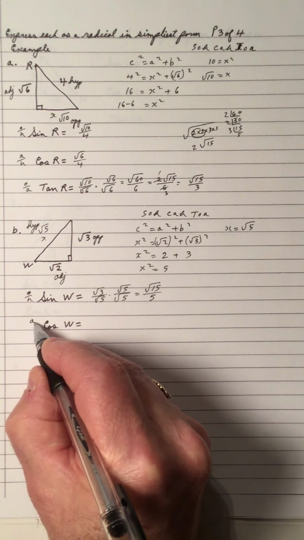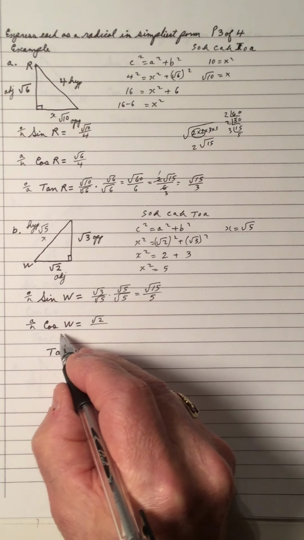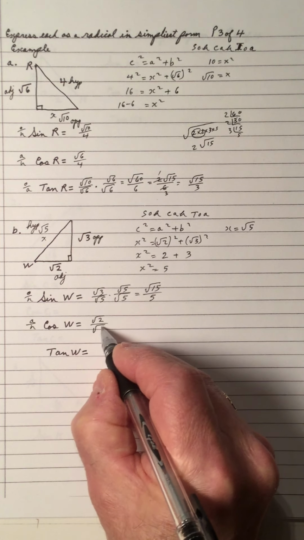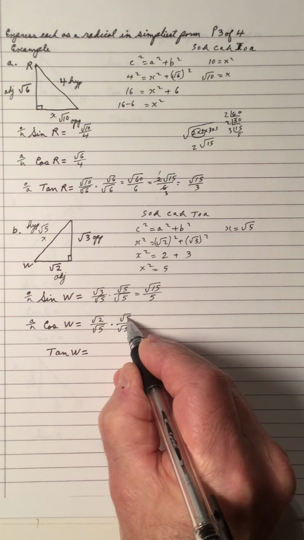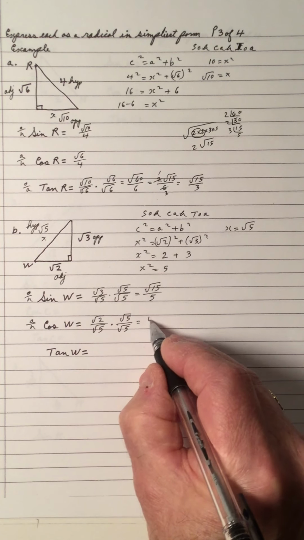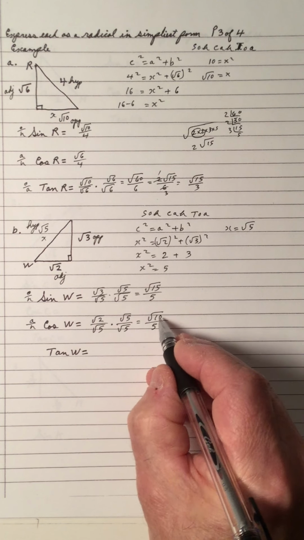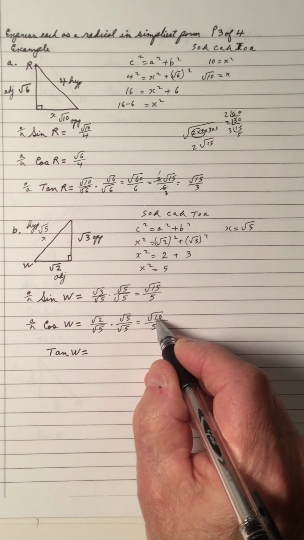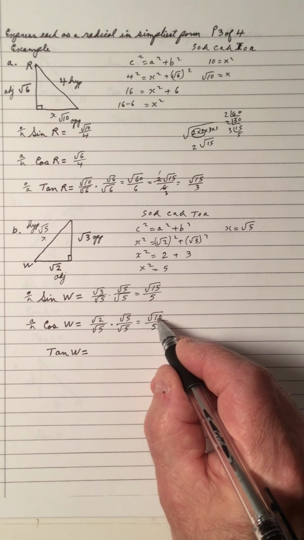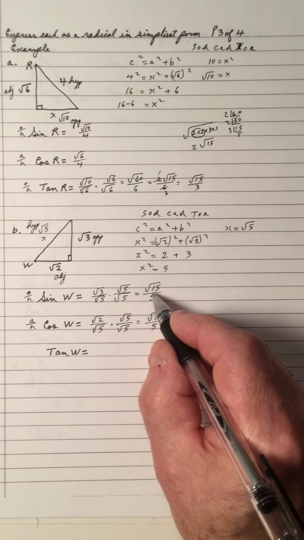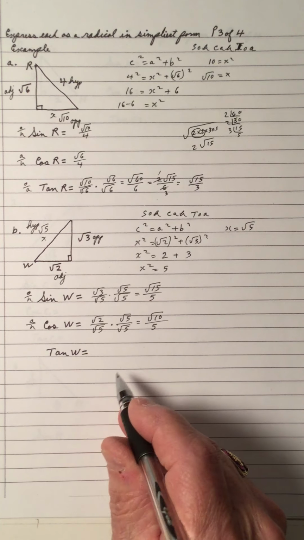Cos is adjacent over hypotenuse, and the adjacent is root 2 over the hypotenuse, which is root 5. Again, we multiply top and bottom by root 5. Root 2 times root 5 is root 10. And root 5 times root 5 is root 25, which is 5. Root 10 cannot simplify because it's a 2 and a 5, no perfect square. You cannot divide 5 into root 10 to get root 2, because that's irrational and that's rational. You cannot divide 5 into root 15 because that's irrational and that's rational.